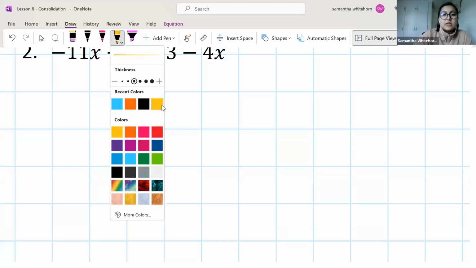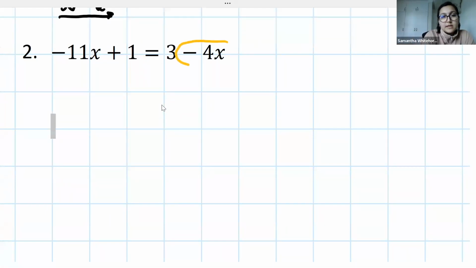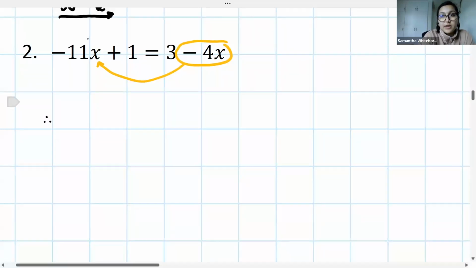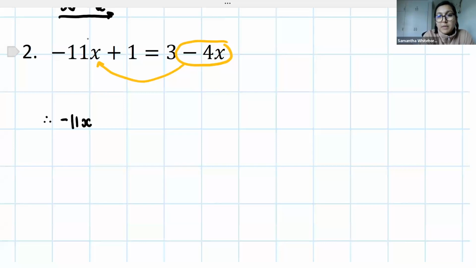So what that essentially looks like is this negative 4x, I want to join this negative 11x. They are like terms. We want them to be on the same side of the equal sign as each other. And this is where my inverse operations are important. Minus 11x stays exactly as it is because I haven't done anything with it. But this minus 4x, because I'm changing its position in the equation, I'm taking it to the left-hand side. The inverse operation of minus is plus. So it becomes plus 4x.